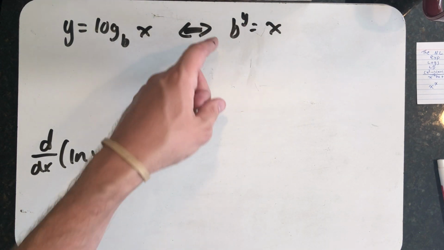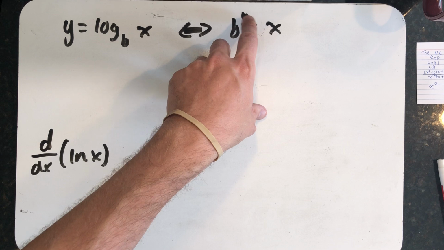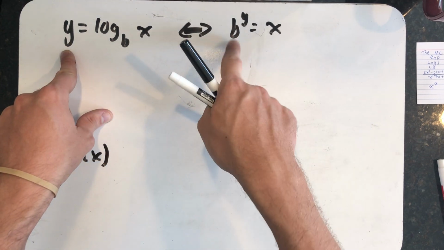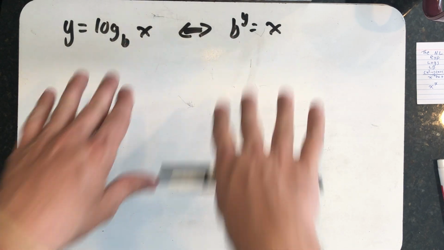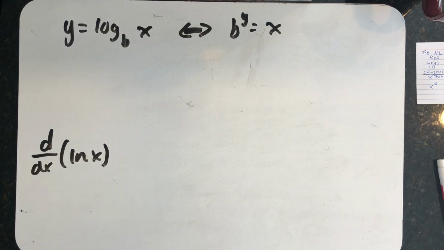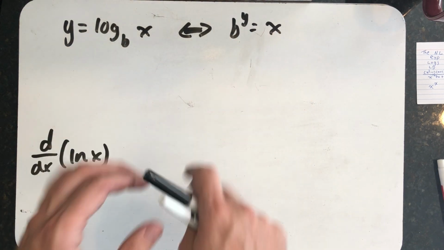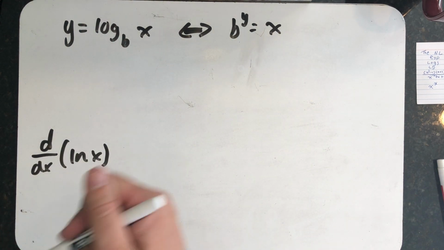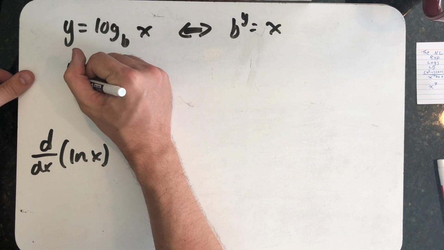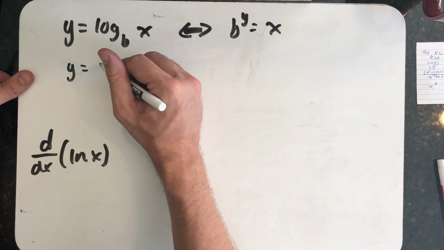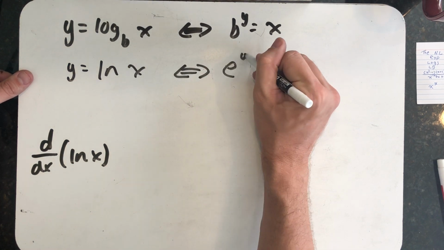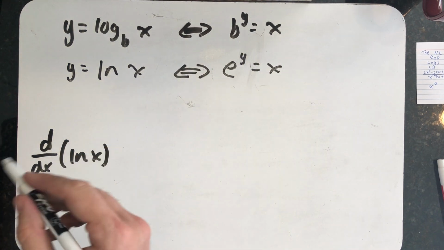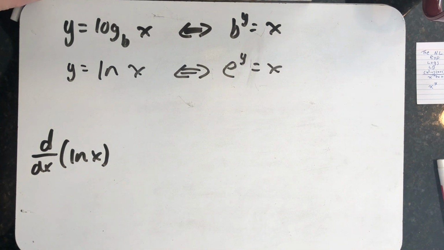I rewrite this in terms of its exponent. Right? Y, the exponent, is equal to the log base b of x. This definition actually came from the desire to have an inverse function for the exponential function. But I take this as my definition of logarithm, and if I apply it to base e, I remember that logarithm base e was a natural log, and my base over here would be e. So these statements are equivalent. They mean the same thing.